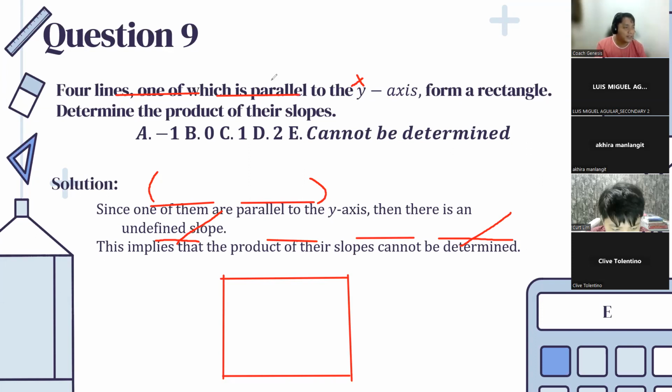The reason for that is the slope of the x-axis is 0 already. Now, if you were to get the axis that is perpendicular to the x-axis, what does that imply? You would be computing for the negative reciprocal of the slope. So what is the negative reciprocal of 0? There it is. It's undefined or cannot be determined. So the product would still be undefined.